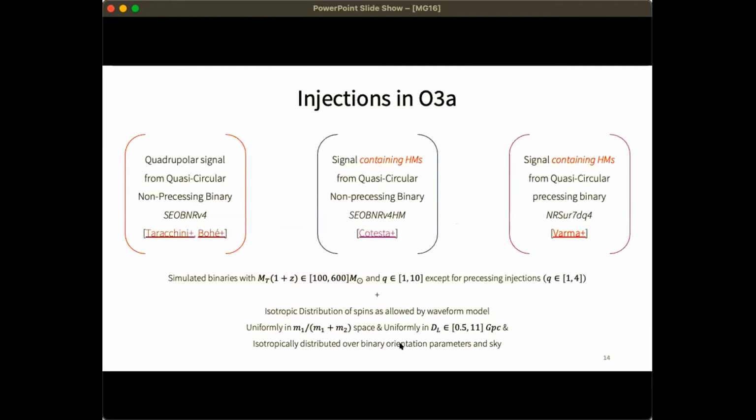Now, before proceeding any further, let me introduce you to our set of simulated signals which we use to tune and tweak our searches. All our injections are designed to mimic quasi-circular binaries with total mass between 100 and 600 solar masses. The signals mimicked either the dominant modes of a quasi-circular non-precessing binary, or they contain the full symphony from that of a precessing or a non-precessing binary. Depending on the waveform model, we distributed our injections isotropically over the spin space, and we also allowed them to be asymmetric in nature. We uniformly injected them into data collected over the first half of the third observing run, and they are made to mimic systems that are uniformly distributed between a luminosity distance of 0.5 and 11 gigaparsec, and which are isotropically oriented over the all-sky sphere and isotropically distributed over the binary orientation parameters.